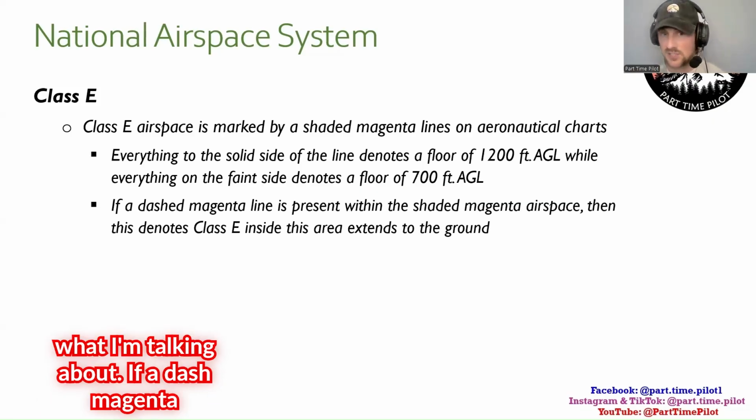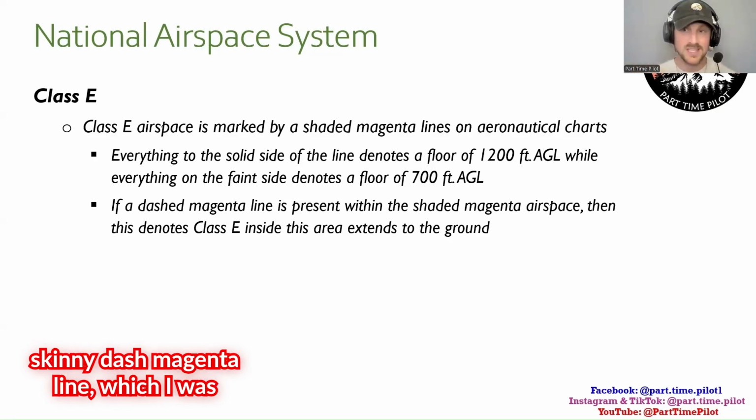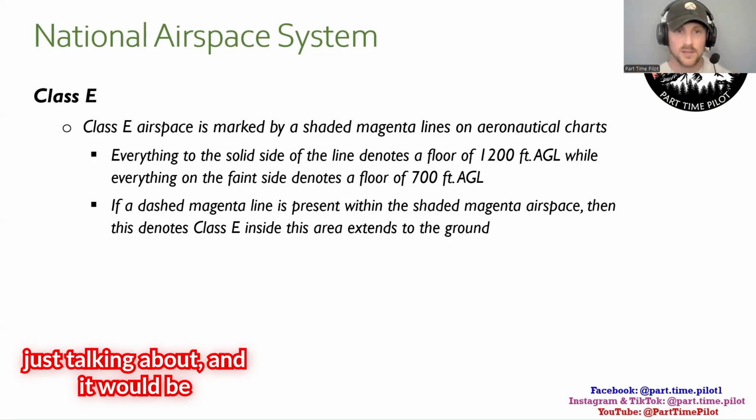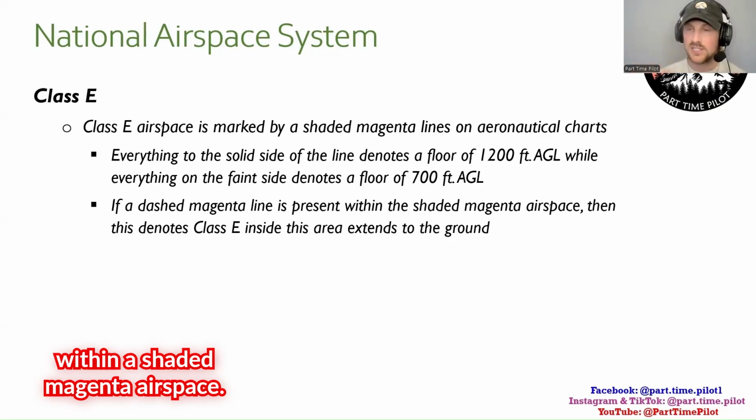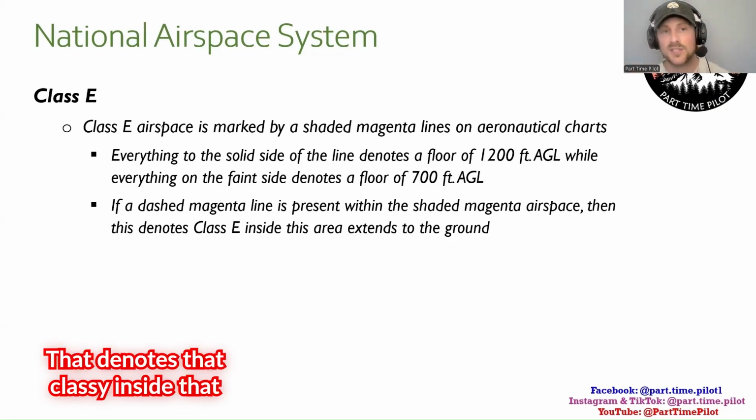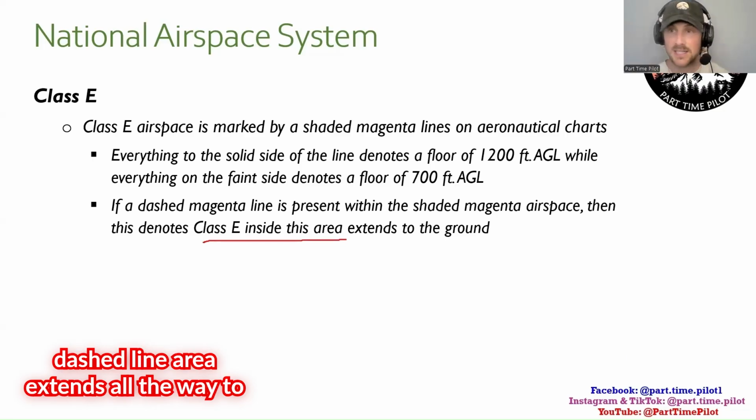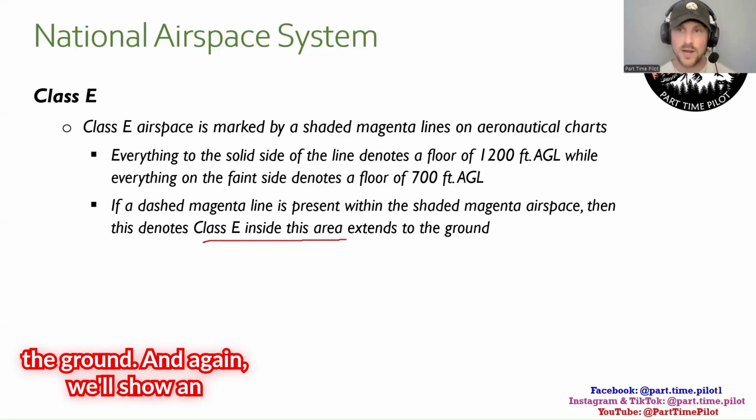If a dashed magenta line is present, so you might also see a skinny dashed magenta line, which I was just talking about, within a shaded magenta airspace, that denotes that Class E inside that dashed line area extends all the way to the ground. And again, we'll show an example of what this looks like.